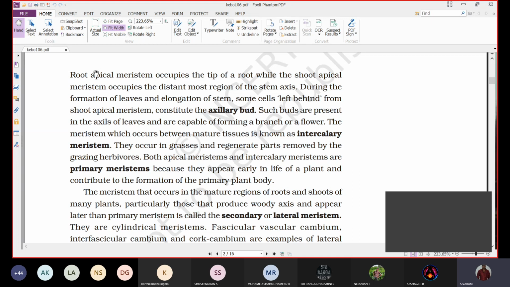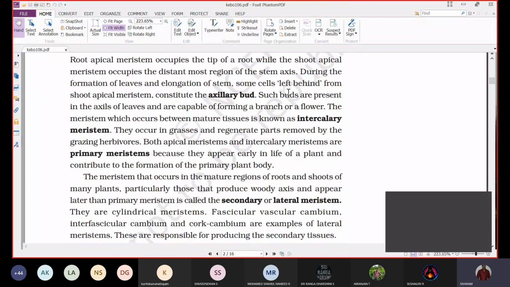The root apical meristem occupies the tip of the root, while the shoot apical meristem occupies the apex of the stem axis, the distant most region of the stem axis. Stem axis means it may be a branch or a main stem. That is about the apical meristem.